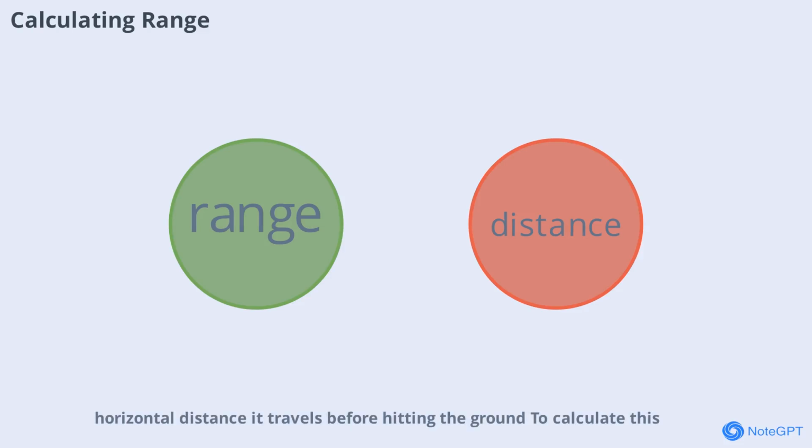To calculate this, you need to know the initial velocity, launch angle, and height. Using the equations of motion, you can determine the time the projectile spends in the air and multiply it by the horizontal speed. This calculation is essential for predicting where a projectile will land. Next, we'll discuss the concept of maximum height.